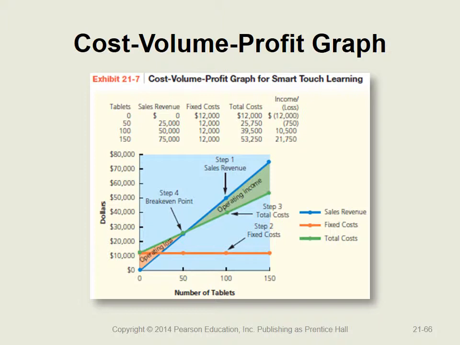Graphs like Exhibit 21.7 are helpful to managers because the managers can use the graphs to prepare a quick estimate of the profit or loss earned at different levels of sales. The three target profit formulas are also useful, but they only indicate income or loss for a single sales amount.